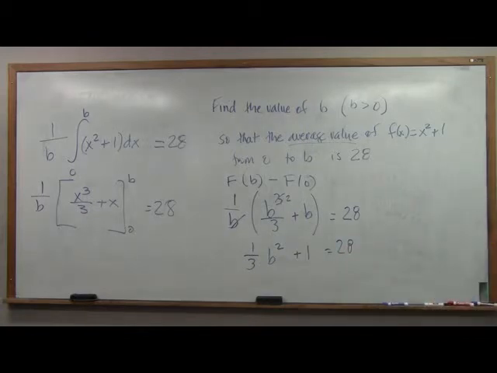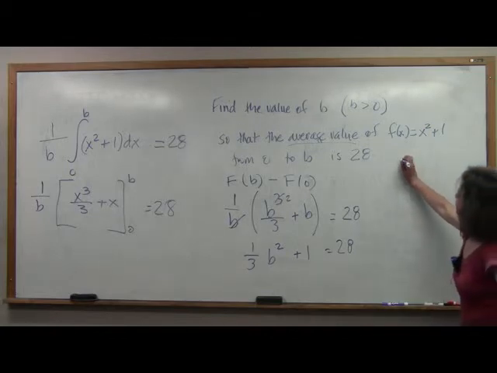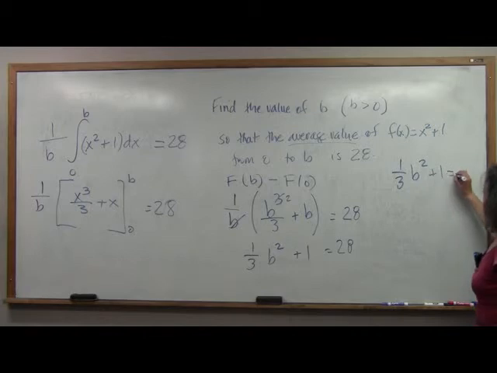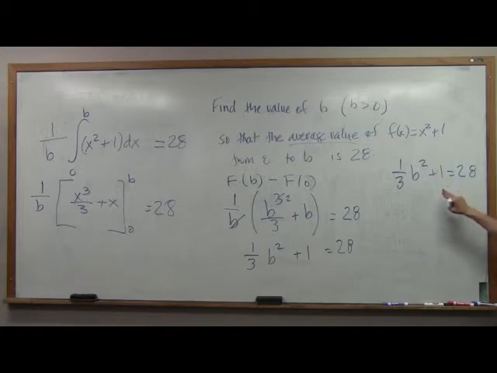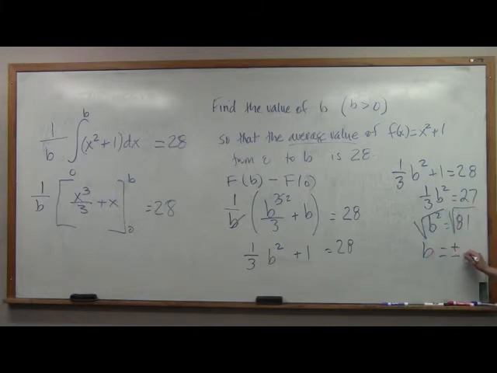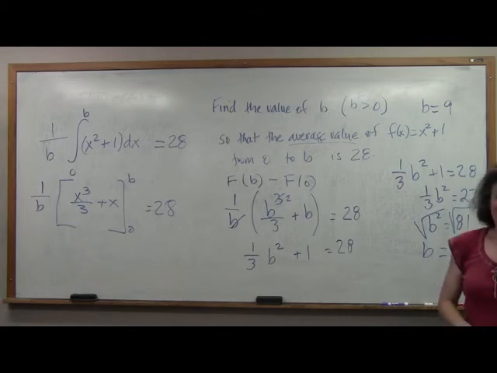Is that something we can solve? Totally. Okay, what do we have? We have 1/3 b squared plus 1 is 28. We can solve this for b for sure. Numbers are even really sweet. Okay, first we'll scoot our 1 over. We have 1/3 b squared is 27. Okay, we want to get b alone. We'll multiply both sides by 3, so we get b squared is 81. And we take the square root of both sides, and we get b is plus or minus 9. Notice we were given the parameter that b is greater than 0. Therefore, we know b is equal to 9. Isn't that fun? All right, thank you.